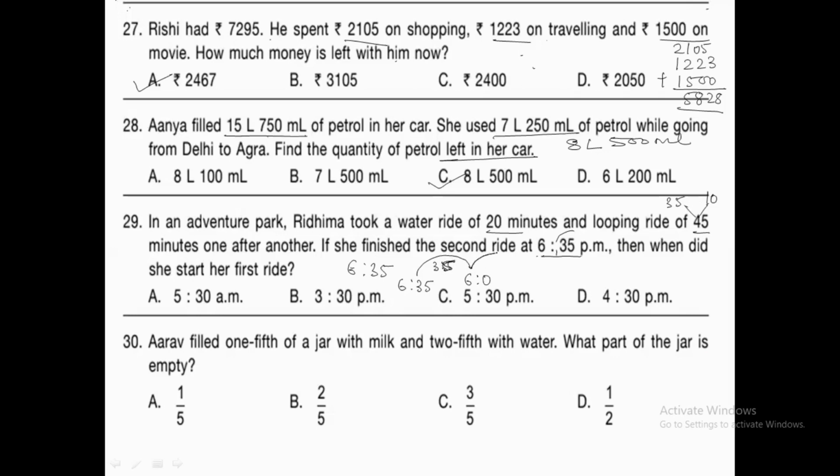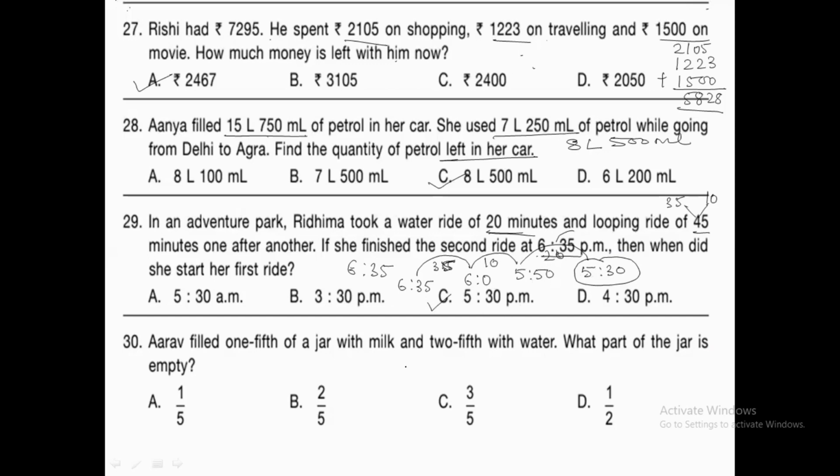So we need to subtract 10 minutes from 6 p.m. So 10 minutes before 6 p.m. is what? 5:50. Okay, now 20 minutes before we need to go. So 20 minutes before 5:50 is what? 20 minutes before 5:50 is 5:30. So she starts at 5:30 p.m. Okay, that's our answer.